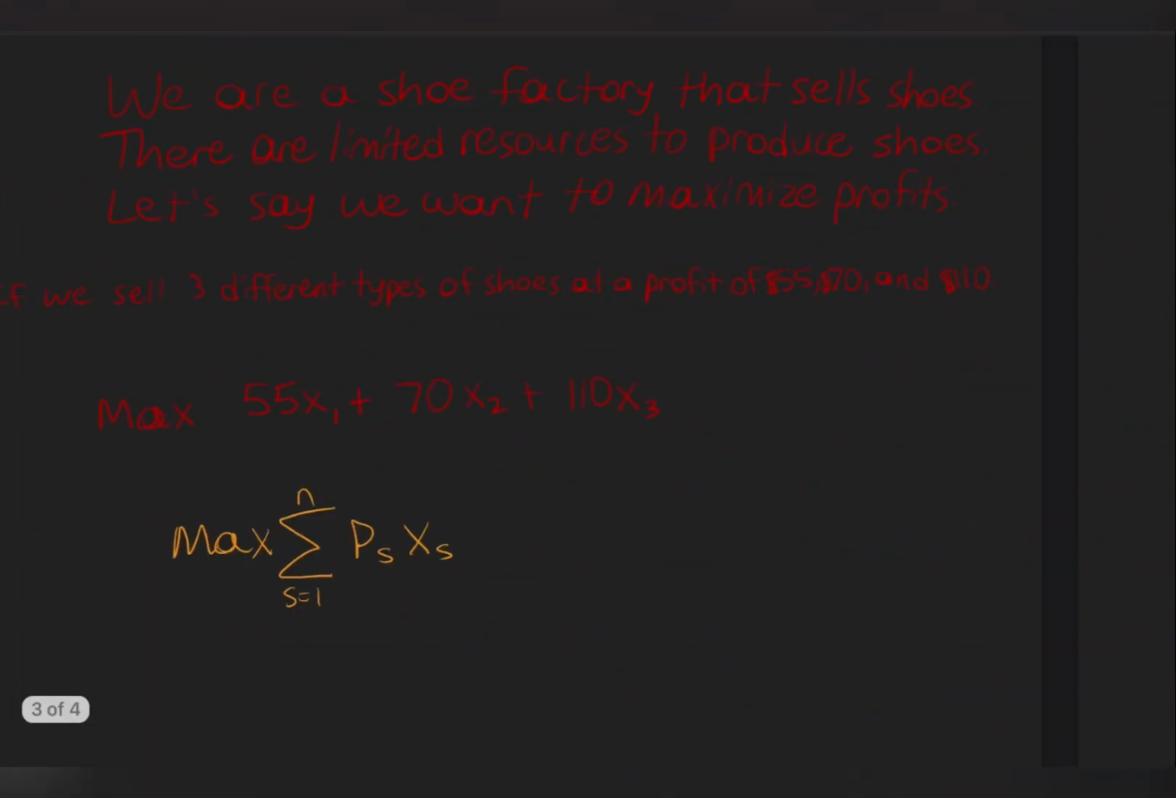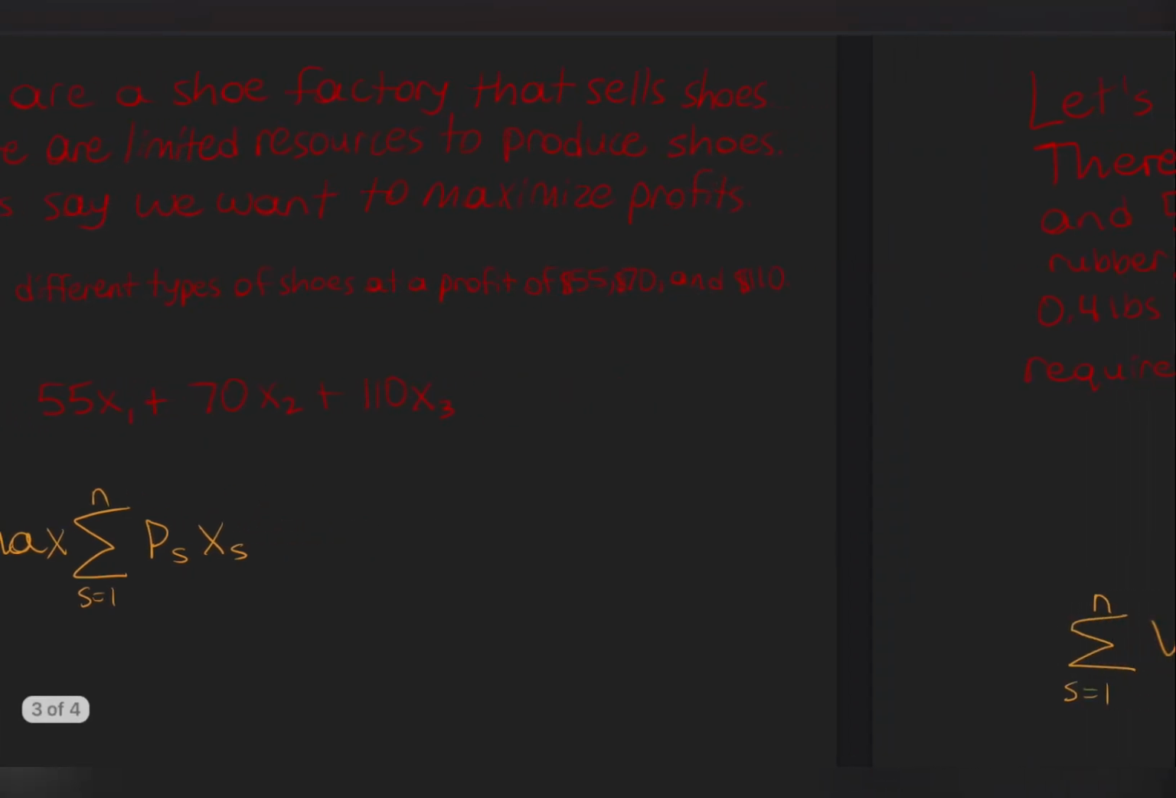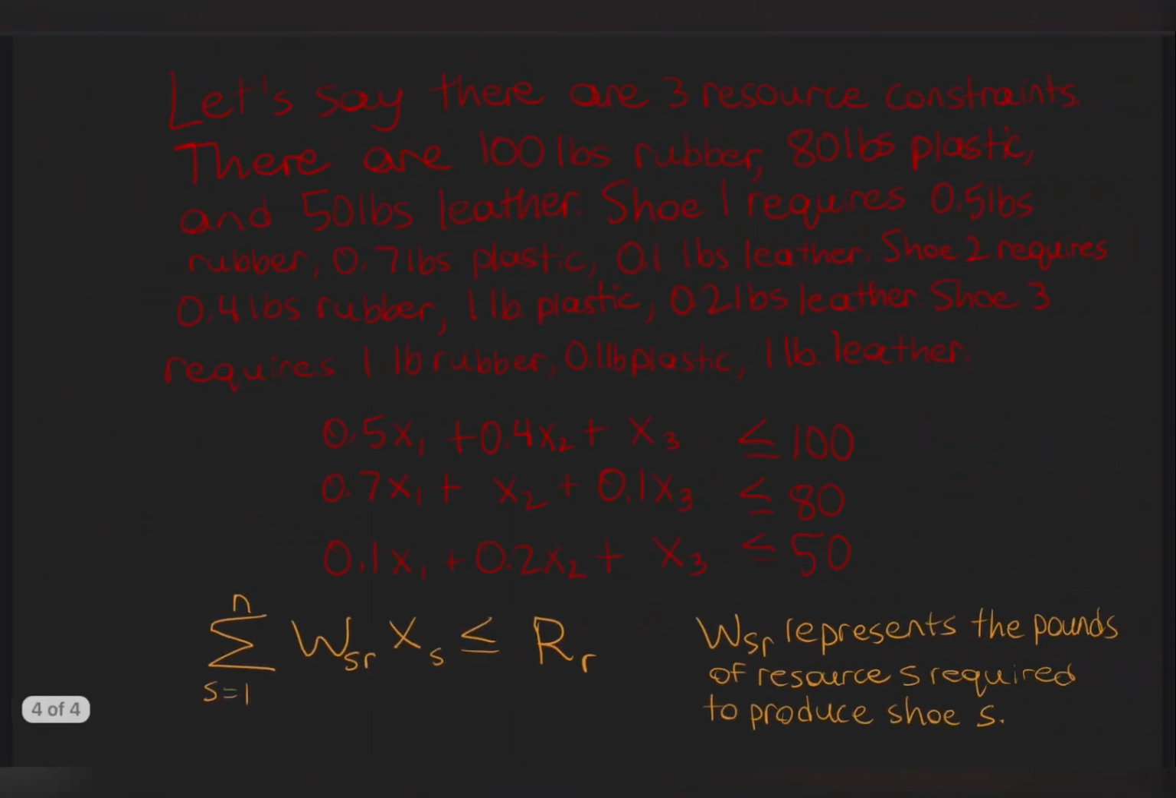All right, so hopefully you understand this right here. If not, please pause and go back and listen to what I was talking about, or just check out another video. Okay, so let's say there are 3 resource constraints. There are 100 pounds of rubber, 80 pounds of plastic, and 50 pounds of leather. These are all the ingredients that you use for the shoe.